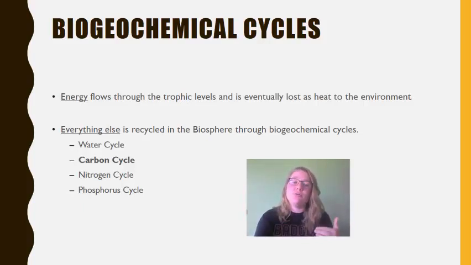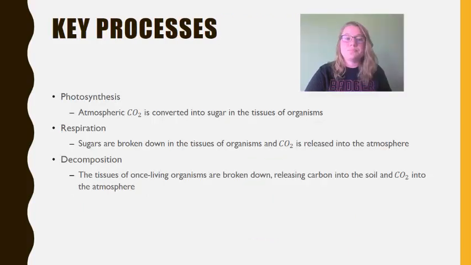So energy flows through the trophic levels and flows through the food chain and is eventually lost as heat to the environment. Biogeochemical cycles are talking about the chemicals and the atoms and the nutrients that are moving throughout the Earth, throughout the biosphere. There are four major biogeochemical cycles that you need to know. Those are the water cycle, carbon cycle, nitrogen cycle, and phosphorus cycle. In this video, we are only looking at the carbon cycle.